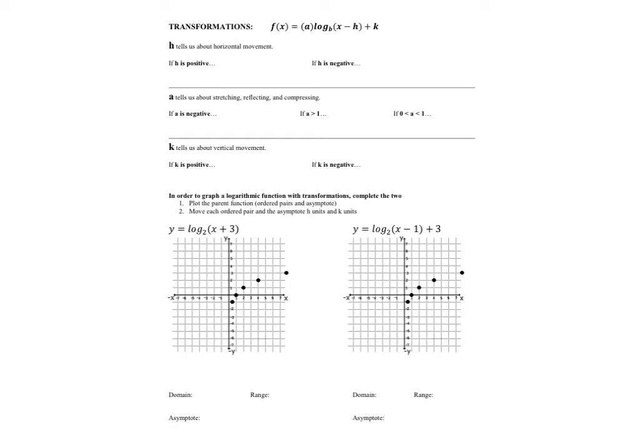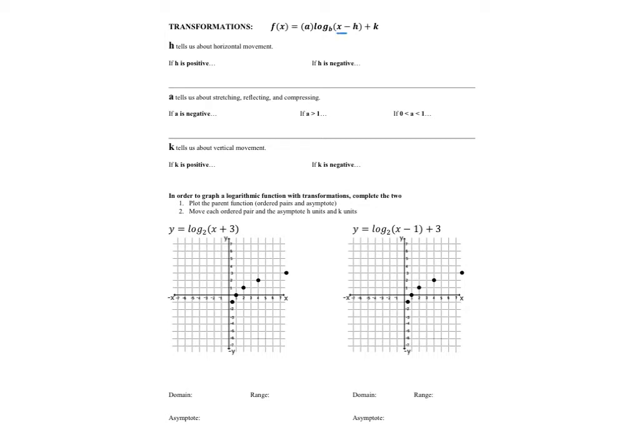In the next couple examples, we are going to start with a log function. And we're going to begin just by talking about the basic transformations of a log function. These transformations are the same that we have used for all of our other functions that we have graphed so far in this course. So h tells us about the horizontal movement.